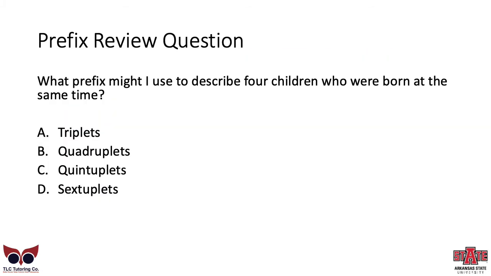Review question. What prefix might I use to describe 4 children who were born at the same time? Triplets, quadruplets, quintuplets, or sextuplets? The correct answer is B. The term for 4 children born at the same time is quadruplets.